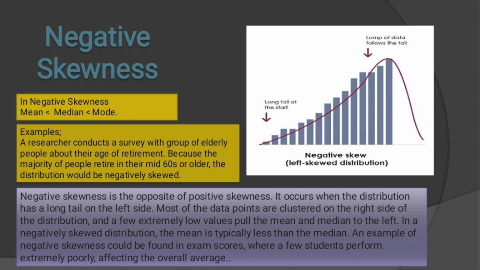Negative skewness. Negative skewness is the opposite of positive skewness. It occurs when the distribution has a long tail on the left side. Most of the data points are clustered on the right side of the distribution, and a few extremely low values pull the mean and median to the left. In a negatively skewed distribution, the mean is typically less than the median. An example of negative skewness could be found in exam scores, where a few students perform extremely poorly, affecting the overall average.